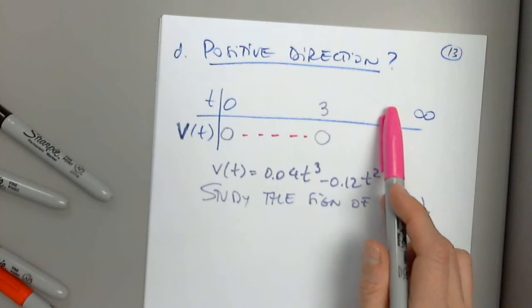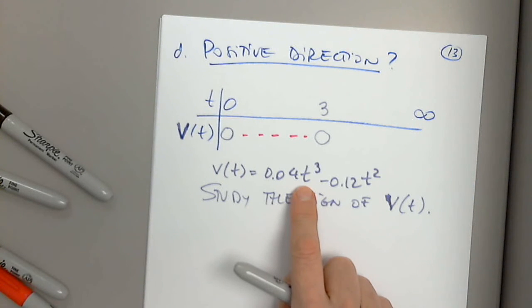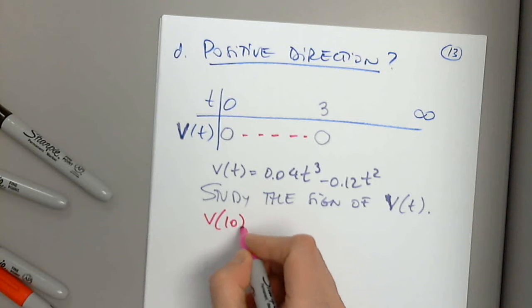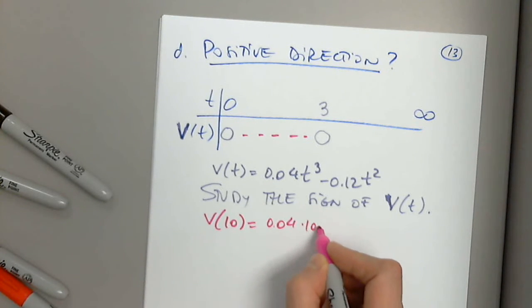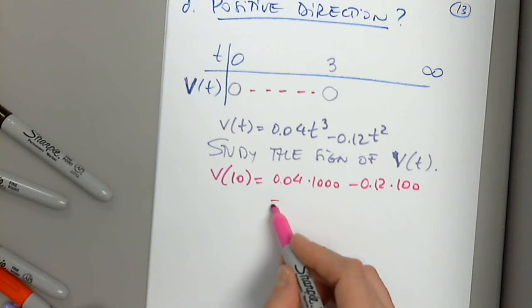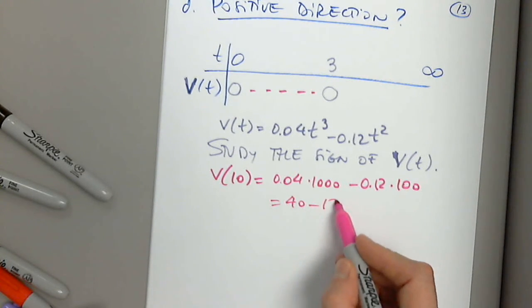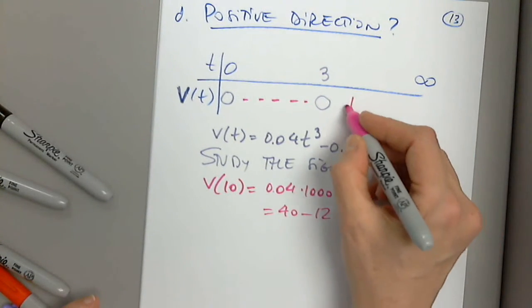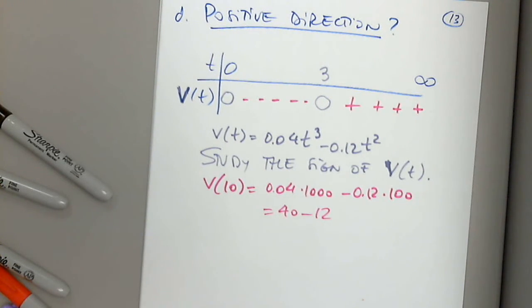Now let's plug in 10. So this will be 1,000 times 0.04, which is 40, right? So v of 10 will be 0.04 times 1,000 minus 0.12 times 100. So this will be 40 minus 12. I don't care about the number. I only care about the fact that the velocity beyond t equals 3 will always be positive. What does that mean? And I'll stop. Then this is what I remember where to continue from.